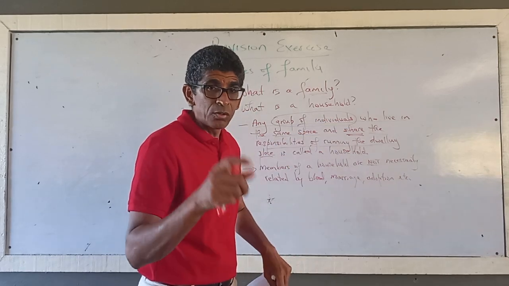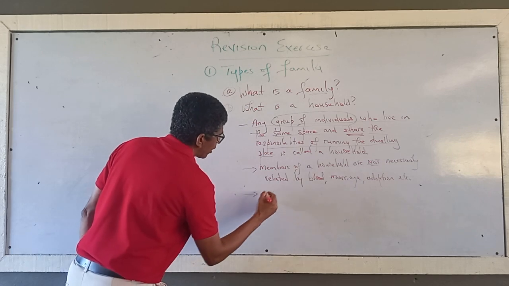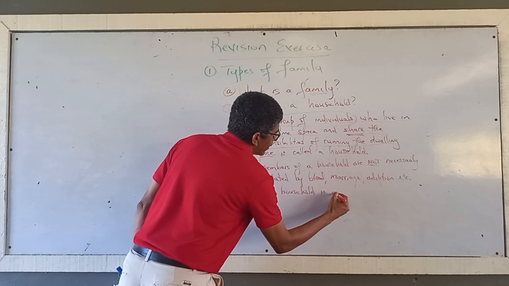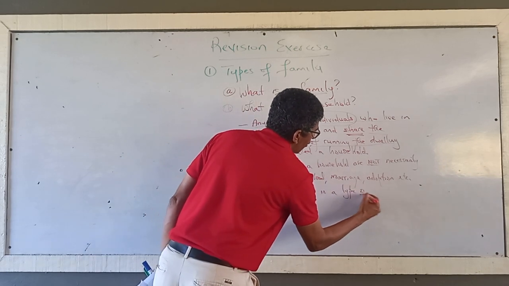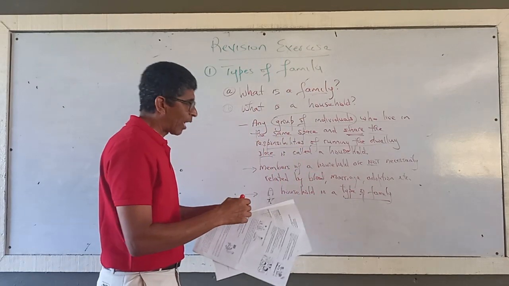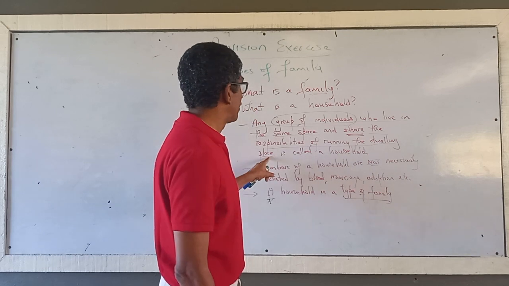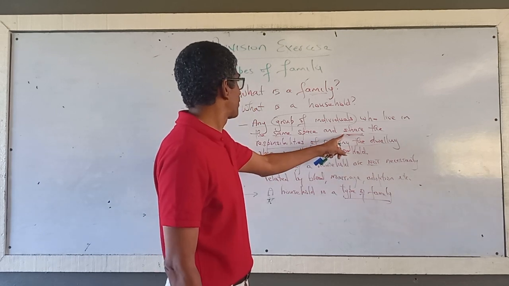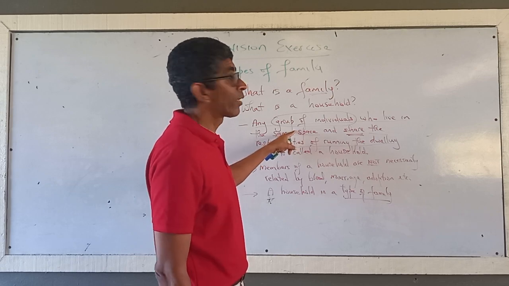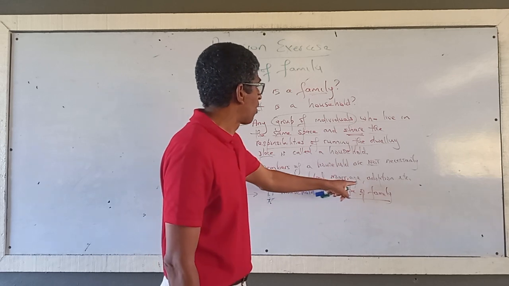It is important though to remember that a household is a type of family. Why is it a type of family? Because they live under the same roof, that's the dwelling place, and they share the responsibility of running the household. They live in the same space. Are we together? So they are a type of family, though they are not related by blood, marriage, and adoption.